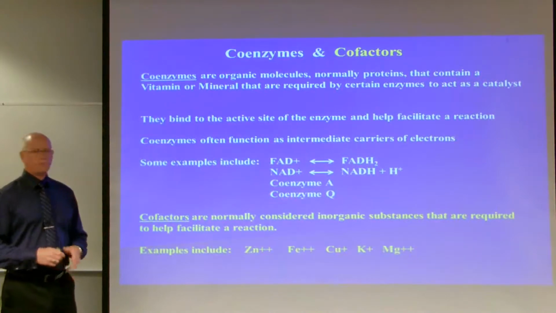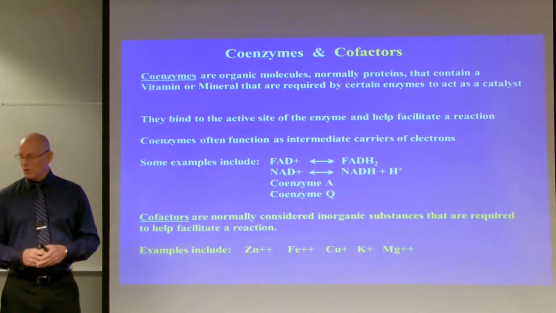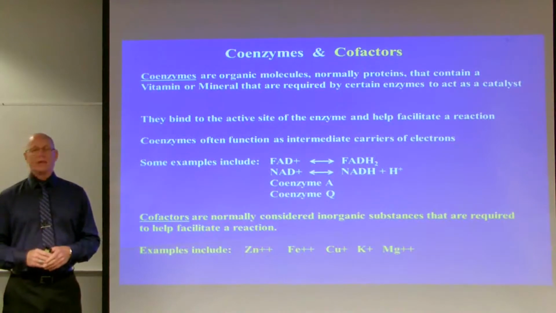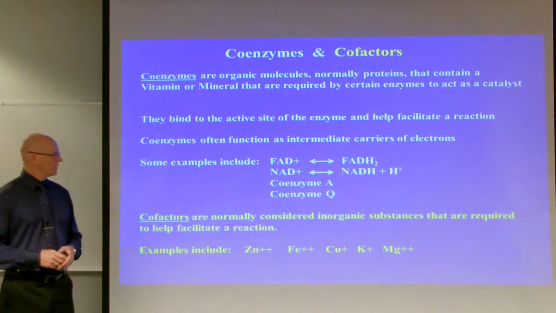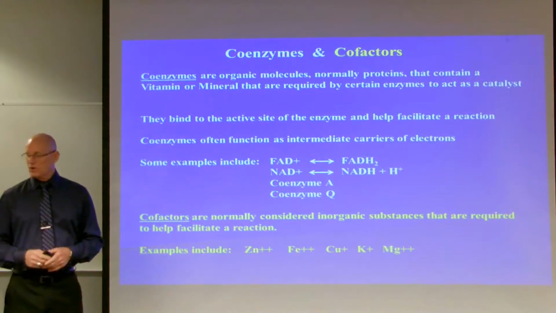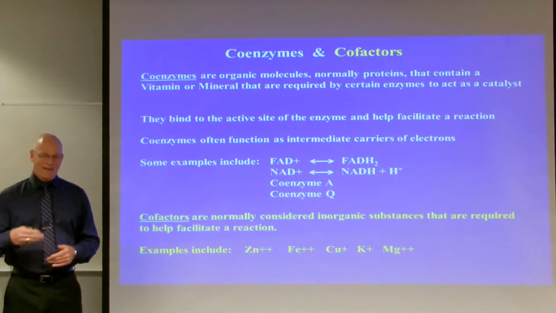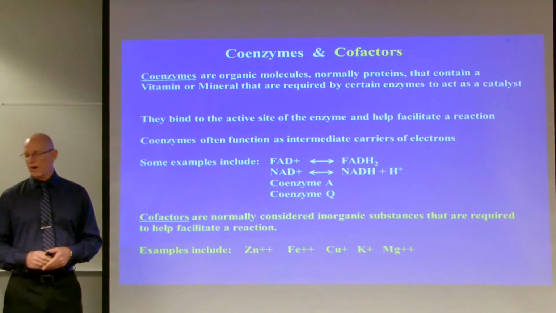And coenzyme Q. So cofactors are normally considered inorganic substances that are required to help facilitate a reaction also. And some of those examples include zinc, iron, copper, potassium, and magnesium. We're not going to go in depth with these cofactors. That's at a higher level than we're going to go right now.